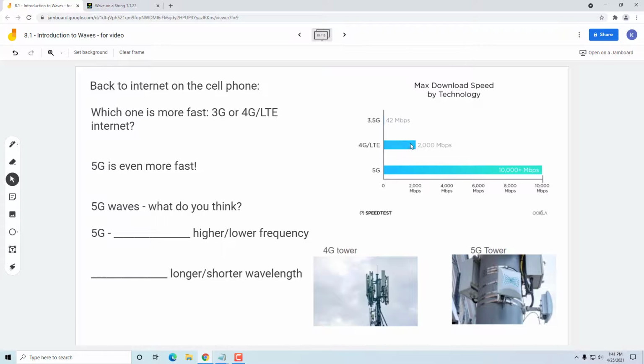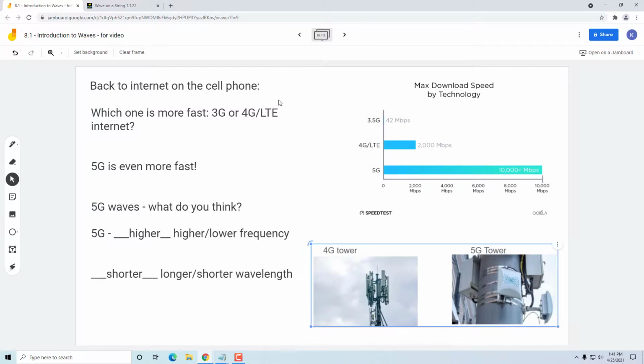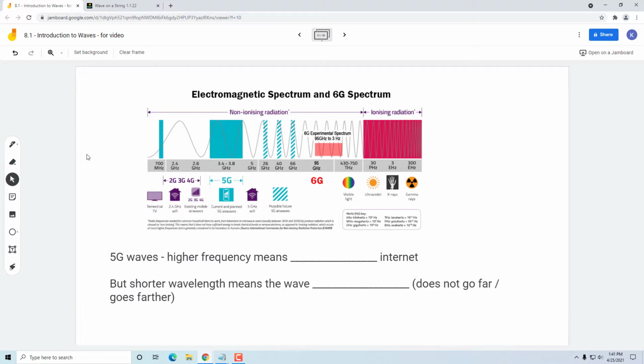In fact, 5G internet is faster than 4G. It's faster than 3G. And nowadays, we're getting 5G internet. 5G uses even higher frequency, so the wavelength is shorter. Here's a 4G tower, 5G tower. Notice that 5G uses higher frequency than 2G, 3G, 4G.